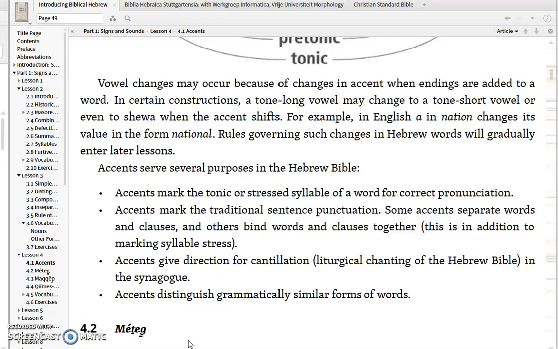And that's the way the Masoretes, who put together the Hebrew Bible, punctuated it, by putting either conjunctive accents or disjunctive accents. And then accents in the poetical books give direction for cantillation, that is liturgical chanting, of the Hebrew Bible in synagogue. And the accents can distinguish grammatically similar forms. So anyway, that's a word about accents.